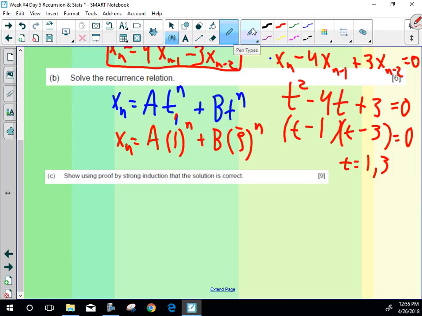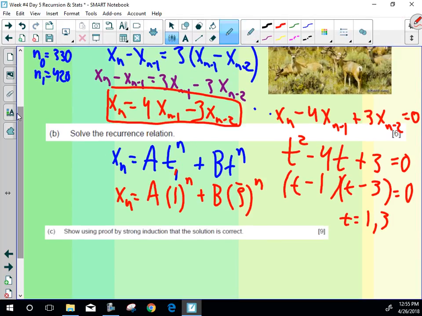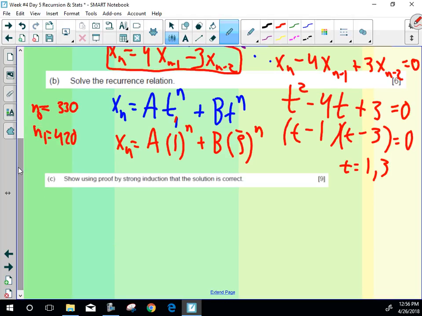Next, we're going to use that information that we had up here. N0 is equal to 330, and N1 is equal to 420. So you needed two different pieces of information to get this X of n. Here we only need one piece of information to get my X of n. That's the whole point. So let's say we have X of 0. Well, what's 1 to any power? a times 1 plus b times 3 to the 0 power.